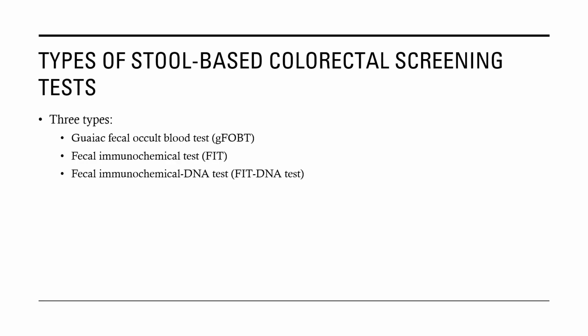Okay, now we're going to go into the 3 types of stool-based colorectal screening. They're all pretty similar, but have a few differences, especially when it comes to what patients need to stay away from, the different patient preps, how expensive they are, and what the patients need to do. So there are some small, minor differences. Our 3 types are, I can never say this word right, I think it's the Guaiac fecal occult blood test, abbreviated GFOBT. Then we have the fecal immunochemical test, the FIT. And lastly, we have the fecal immunochemical DNA test, or the FIT DNA test.